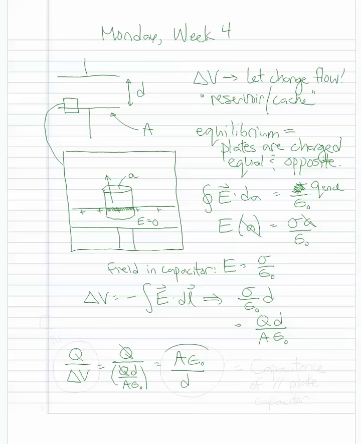And that's the answer, and this ratio has a very special name. This is called the capacitance of a parallel plate capacitor. The ratio Q over delta V for anything is defined as the capacitance C for any system. Okay, I'll stop there.